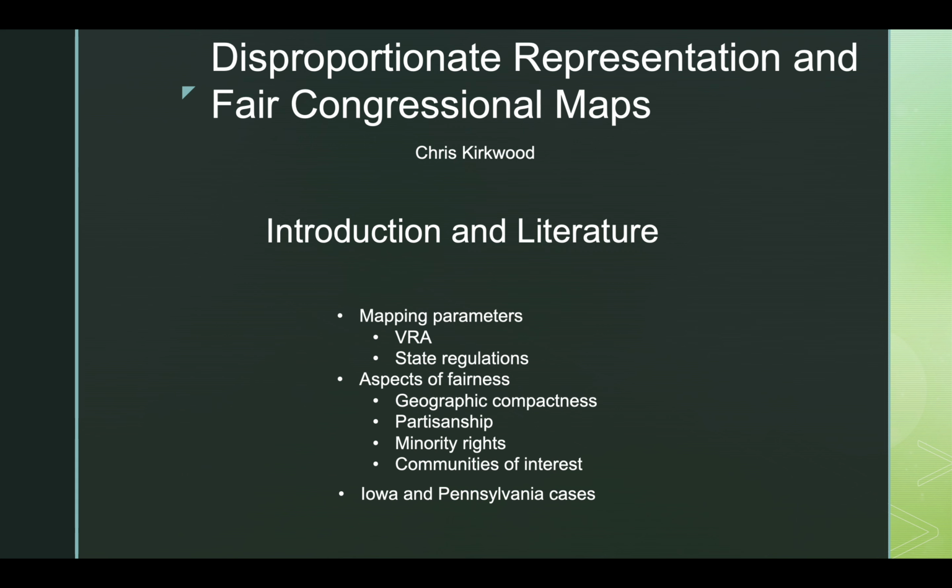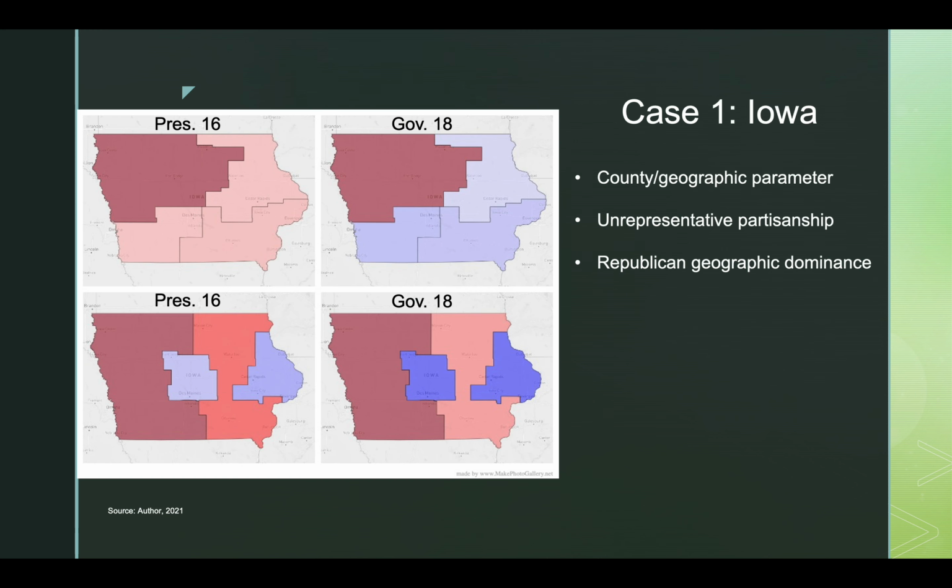Now, some initial parameters for maps in general to follow are adherence to the Voting Rights Act, which regulates minority representation and rights, and state regulations such as ones mandating keeping counties whole. Other aspects of fairness include geographic compactness of seats, partisanship proportionate and representative to states, minority rights, and keeping communities of shared interest together, and Iowa and Pennsylvania will be analyzed to this extent.